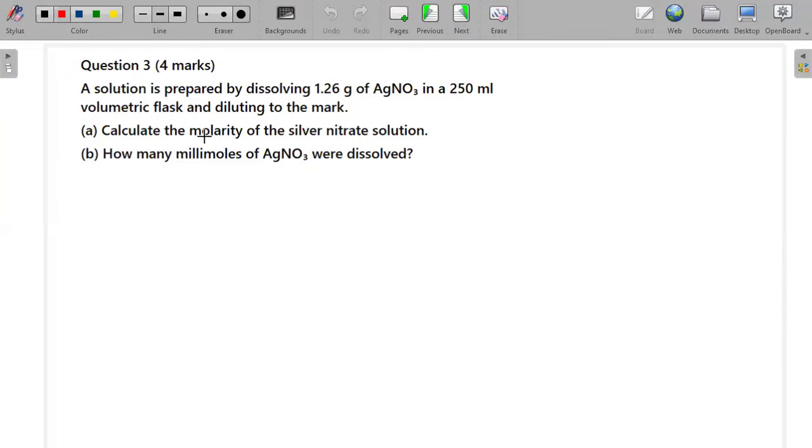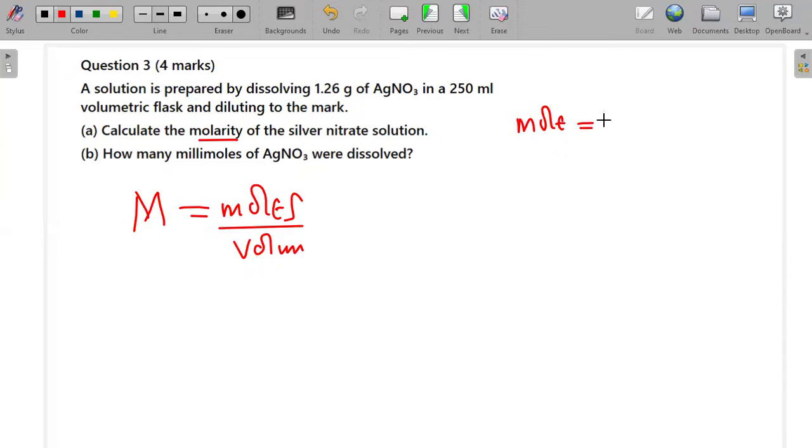Okay, very simple. So we are calculating the molarity there. So molarity is equal to the moles divided by the what? By the volume. Okay, so how do we find the moles? So the moles are simply equal to the mass over the molar mass. So here now they haven't given us the molar mass, so we have to find it. Okay, so the mass there is 1.26 grams. What about the molar mass? So we get it from here.